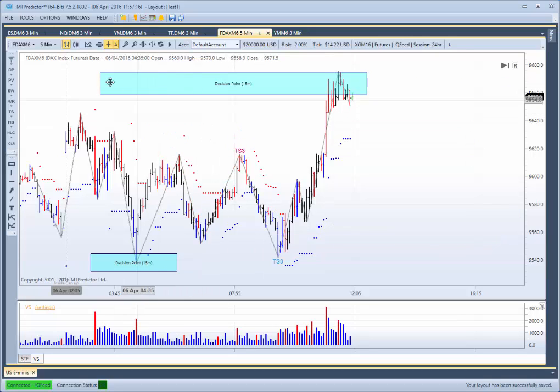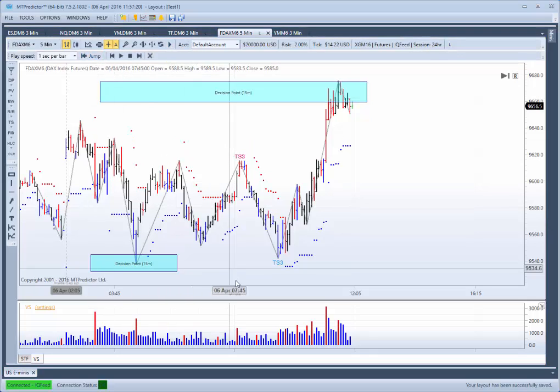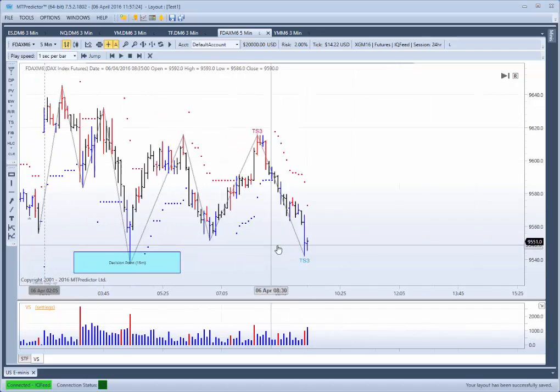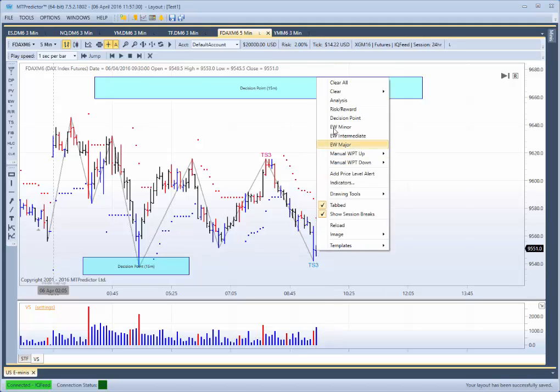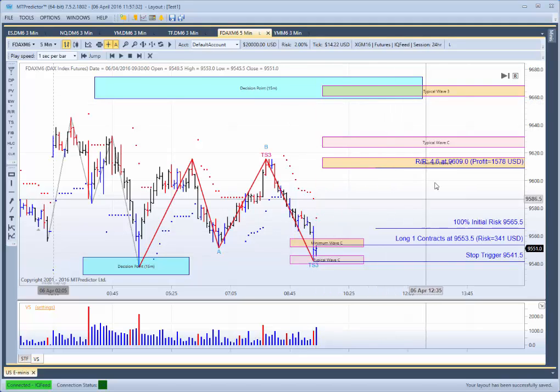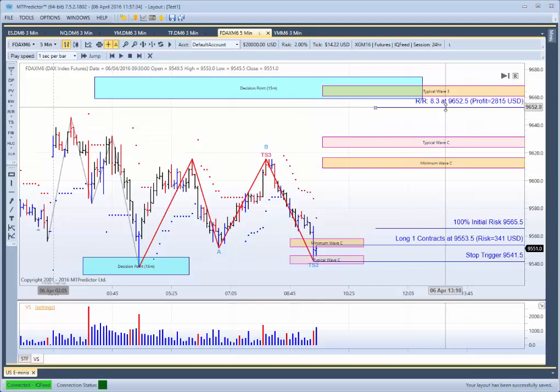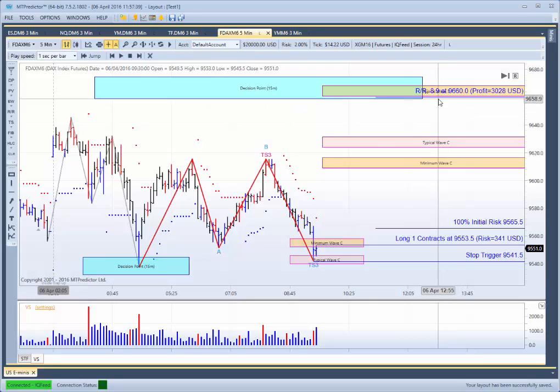If I just clear this all off, I'll just take our training mode and show you what you would have seen at the time. So at the time, which was there, that's what you would have seen. There's your high time frame resistance level. We right mouse click on this last blue buy bar, do the analysis, grab that, take it up to the top, the typical wave 3 WPT, and that would have been the area of where you'd be looking to take profits, about 8.9 or 9R.